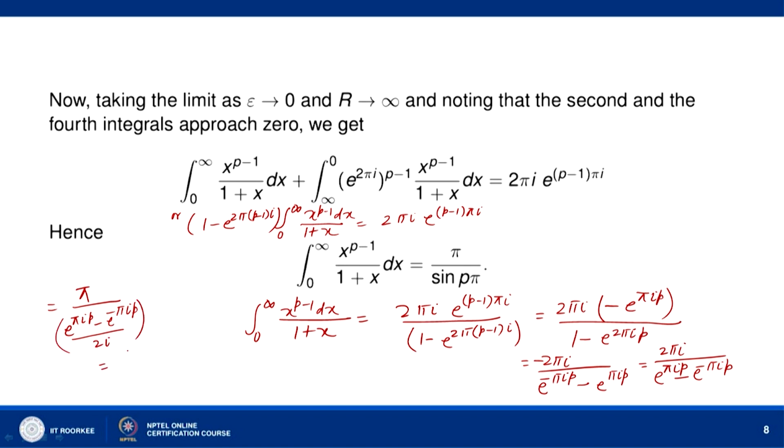Okay. And this is pi over sin p pi. So, this is how we come to this result. Now, let us show that the second and fourth integrals go to 0 as epsilon goes to 0 and r goes to infinity.